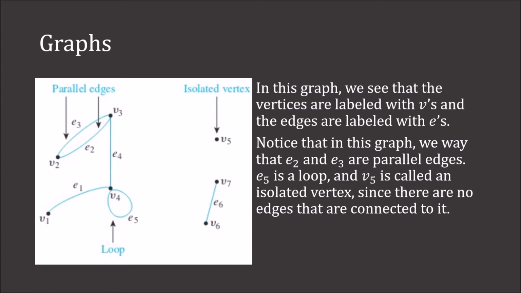Now, we say, right, E2, E3 we call parallel edges. E5 is a loop, and V5 is called an isolated vertex since there are no edges that are connected to it. Now, these 2 edges are said to be parallel even though they intersect at the vertices.